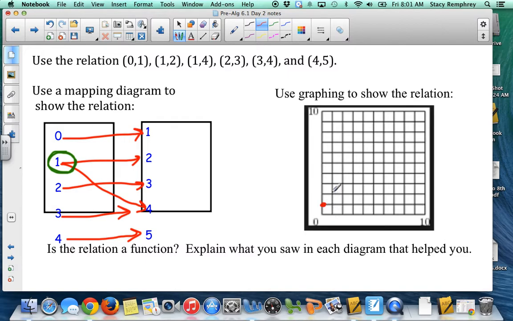We have 0, 1, 1, 2, 1, 4, 2, 3, 3, 4, and 4, 5. When you try to drop vertical lines, this one is okay, but, and I'll use a green line again, see this one right here? When you drop the vertical line here, you hit more than 1 point. Okay, that means if I put in 1, I can get 2 different outputs. That's not good. So because of this green line, this is not a function. It didn't pass the vertical line test. So you can see it in the mapping over here and in the graphing over here.